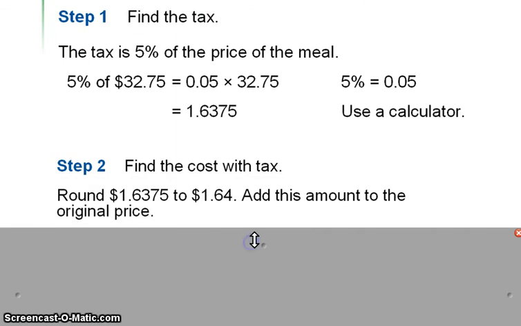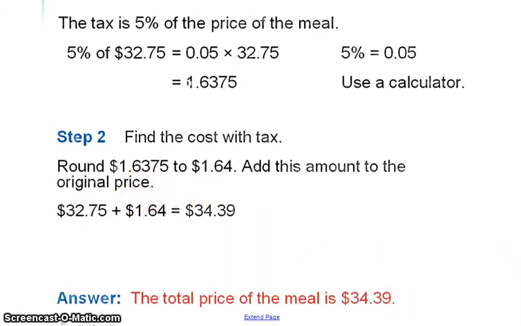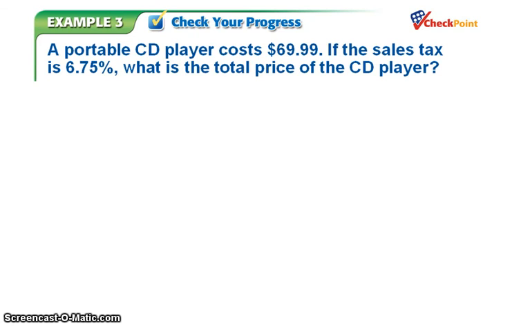So what we're going to do is we're going to add that tax back onto the meal. So $32.75 plus $1.64. Your total meal then is going to cost $34.39. Okay? So your first step is to find the amount of tax. The second step then is to go ahead and add that tax back onto whatever you're paying for. Okay, so go ahead and pause the video and try this tax problem.